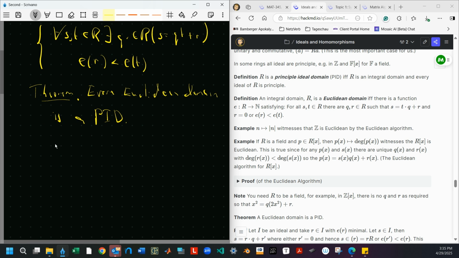Same proof exactly. So remember, let I be a subset of R, a proper ideal. It probably doesn't even need to be proper. If it's not a proper ideal, then it's all of R, and so it's just generated by one, which is principal. So let's just say a proper ideal, to avoid any problems.